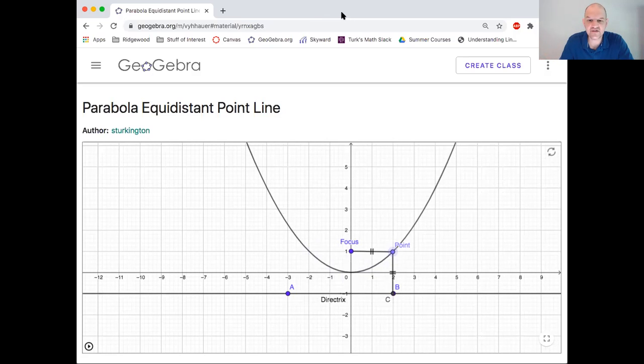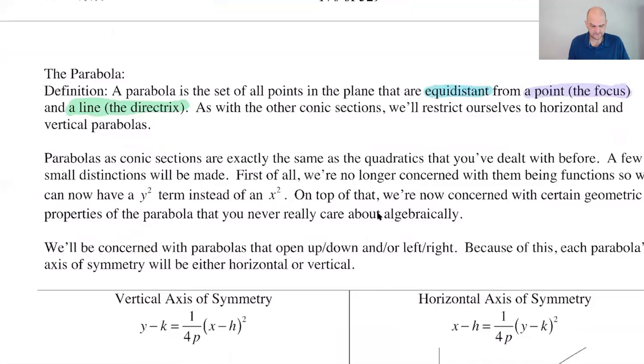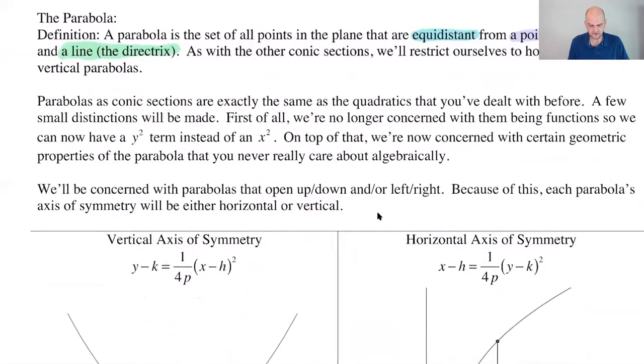So let's go to the notes and see what we can do. So back to the notes. I say all of them are pretty simple. The parabola is a little weird, right? Because you have experience with it, but that's good, right? So we're going to look at ones that open up, down, or left, right. And you kind of already know what's happening.